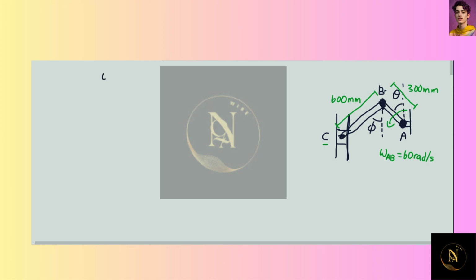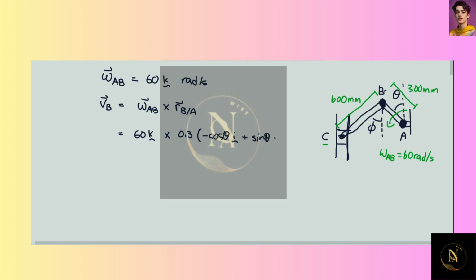Okay, so first we write down what we know. So we are given that omega AB is 60k radians per second. So we can find VB. This is equal to omega AB cross r, the position vector of B relative to A. So this is equal to 60k. And then from the diagram, the position vector of B relative to A is 0.3 meters times minus cosine theta i plus sine theta j.